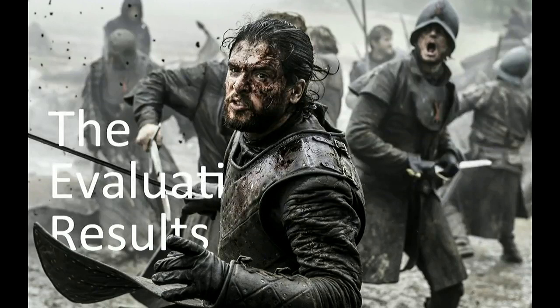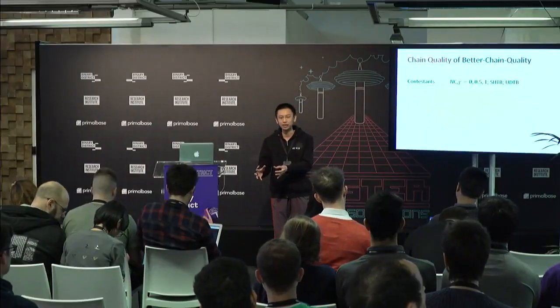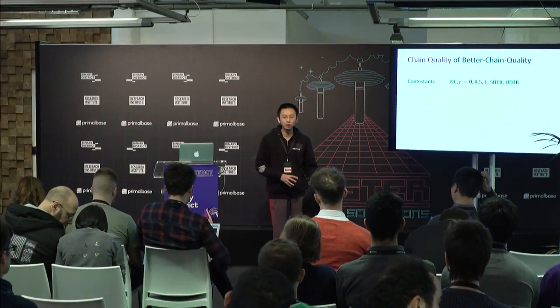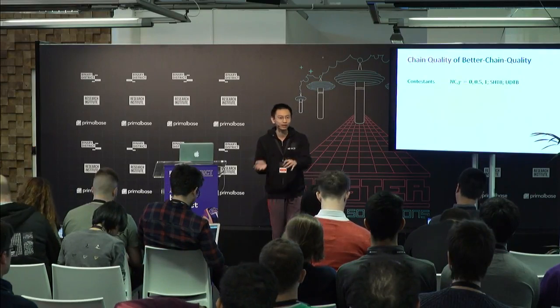Now let's show the evaluation results. For chain quality, here are the 5 contestants we mentioned in this presentation. Gamma is the percentage of compliant miners' mining power that will mine on the attacker's chain during a tie. During a tie, one chain is mined by the attacker, the other chain is mined by compliant miners. If gamma equals 0, all compliant miners' mining power will mine on the compliant miners' chain. No compliant mining power will mine on the attacker's chain.